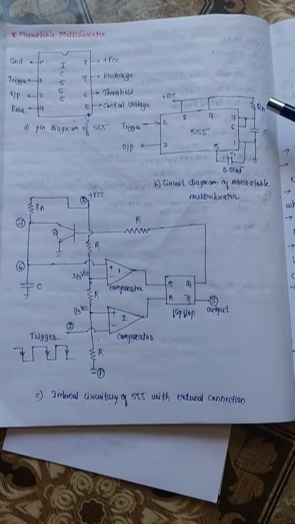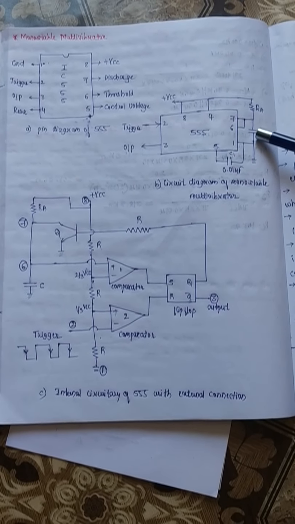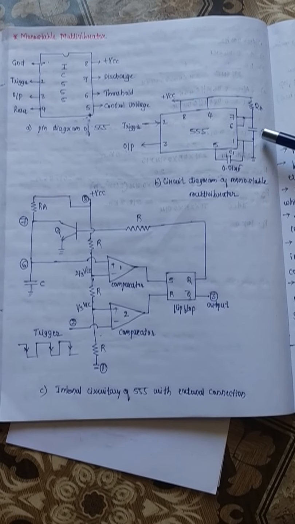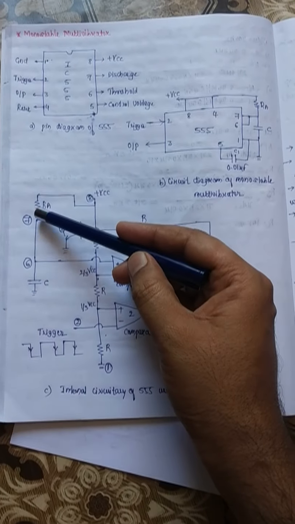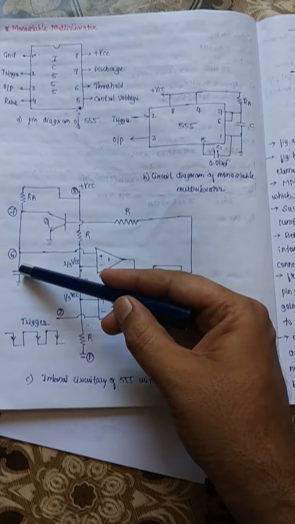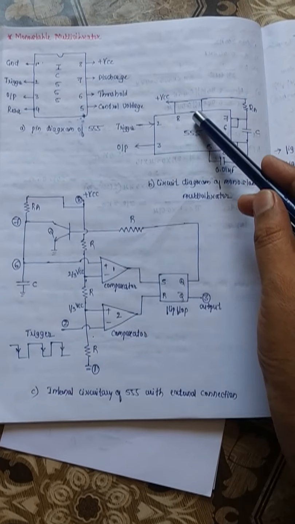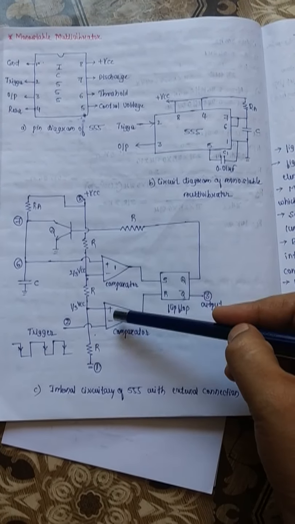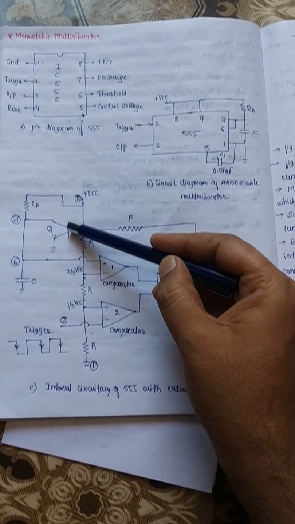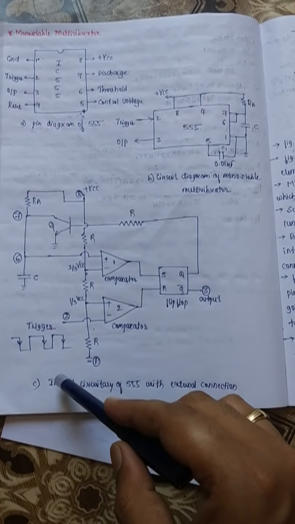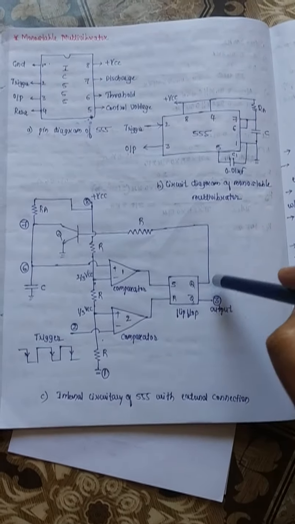So external parameters like RA and C are the only two external parameters which are connected here. This is RA and this will be the C. So the internal circuit of 555 consists of two comparators, one flip-flop, one transistor, like this. So this circuit is called a monostable.